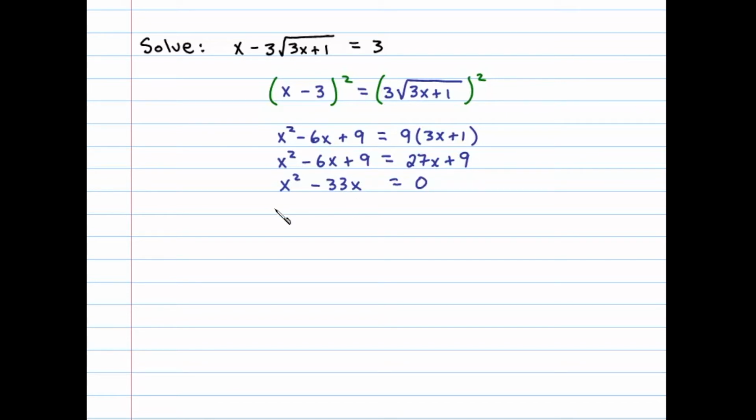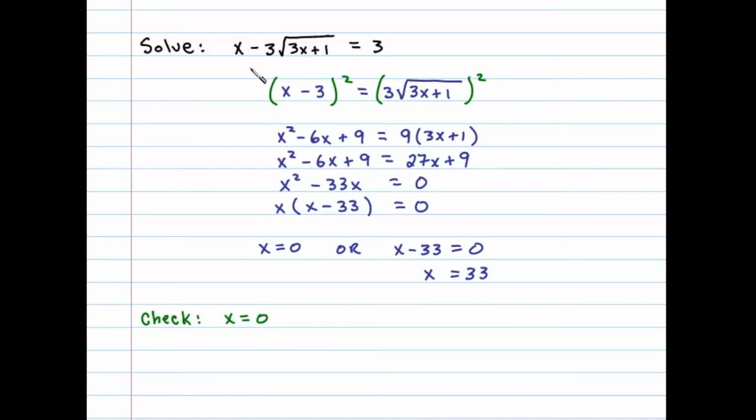Now factoring this, we can see x is the GCF. Factoring out an x, we'll be left with x times x minus 33 equals 0. Now at this point, we set each factor equal to 0, so either x equals 0 or x minus 33 equals 0. And so our two possible solutions are 0 or 33. So let's check those.